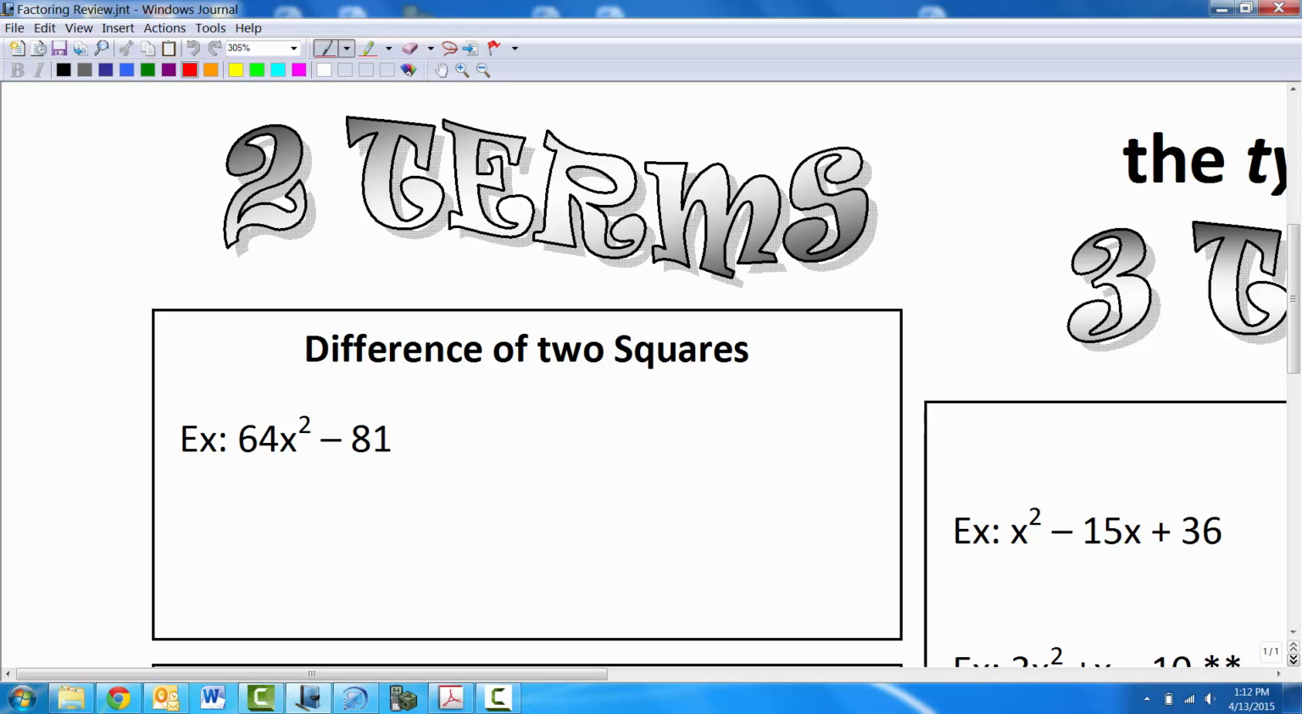All right, so let's go to the two-term column. Now remember what factoring is, guys. Factoring is the reverse of what? Distributing, multiplying, foiling. Okay, so it's the reverse of multiplying, the reverse of foiling, distributing, so on and so forth.